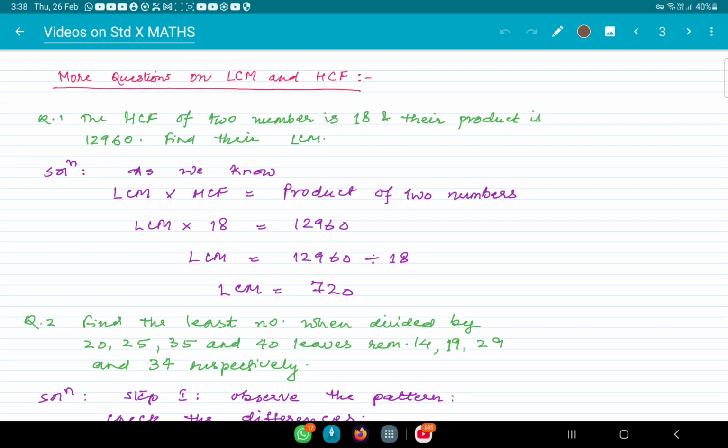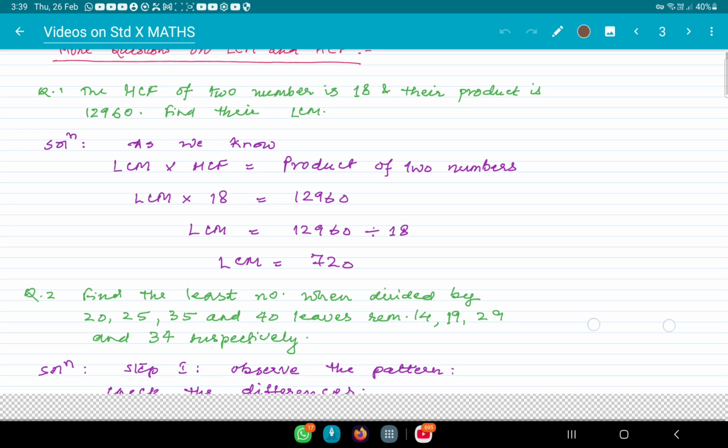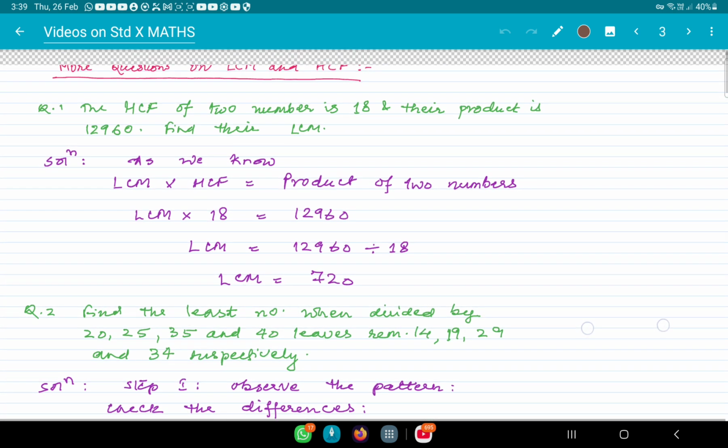Students, in this video we will see more questions on LCM and HCF. You can check my previous video in which I have explained Euclid's division lemma as well as the fundamental theorem of arithmetic, different questions on LCM and HCF, and different questions of how you will do prime factorization of a given number, and some interesting facts about LCM and HCF. So now we are doing more questions on LCM and HCF.